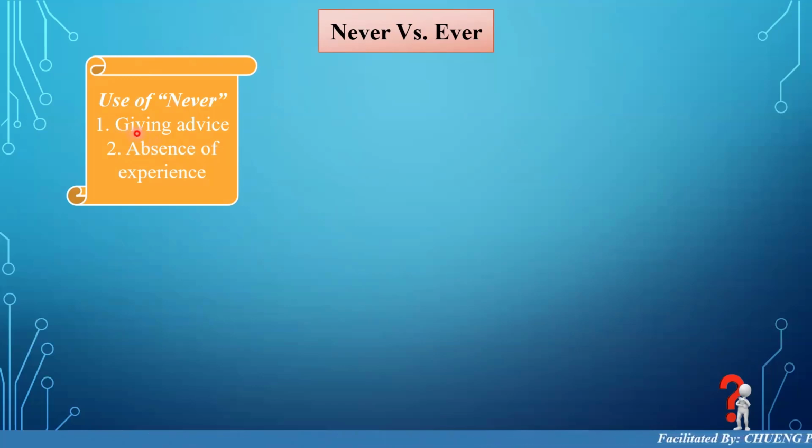The first one, giving advice. When you want to give advice to somebody, then you use never. I will give you examples so that you will see clearly. Number 2, absence of experience. It means that when you don't have experience doing something, then you use never. Okay, let's get started. Let's check the example of number 1, giving advice.